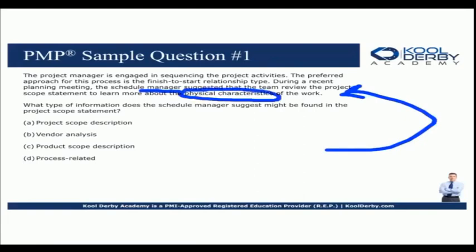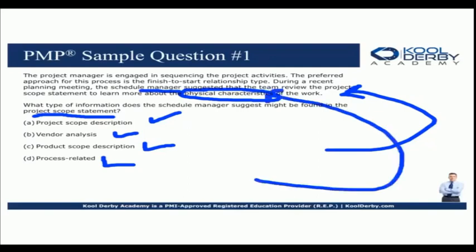What type of information does the schedule manager suggest might be found in the project scope statement, okay? So now the project scope statement, what are we going to find in there? Is it the project scope description? Is it the vendor analysis? Is it the product scope description? Or is it process related? All right, take a stab at it. What do y'all think? What type of information does the schedule manager suggest to be found in the project scope statement? And it's related to this key word, physical.